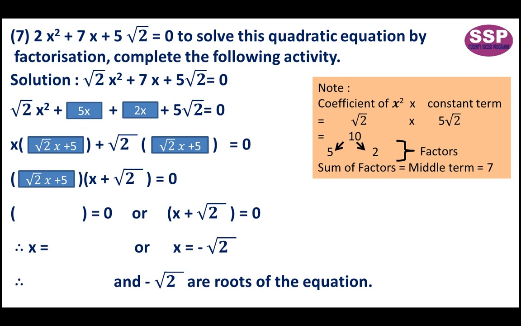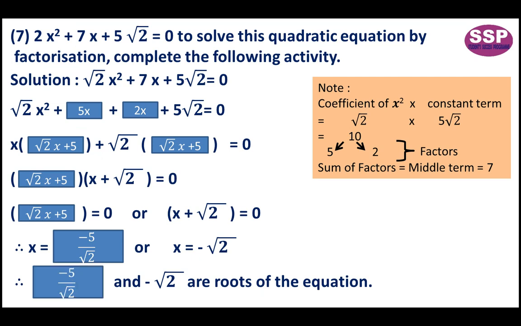Now as the product of two brackets is equal to 0, that means one of the brackets should be 0. Therefore √2x + 5 = 0 or x + √2 = 0. Therefore x = −5/√2 or x = −√2. Therefore −5/√2 and −√2 are the roots of the equation.